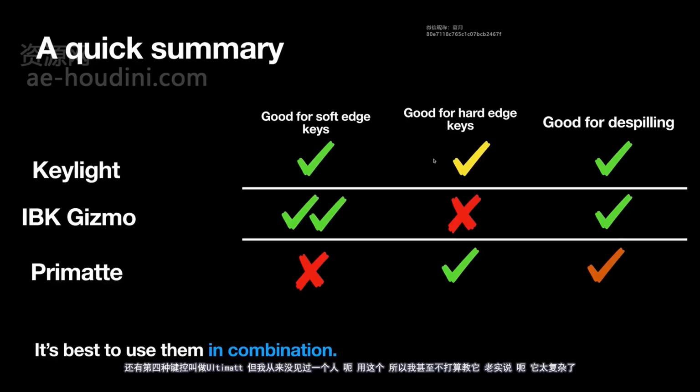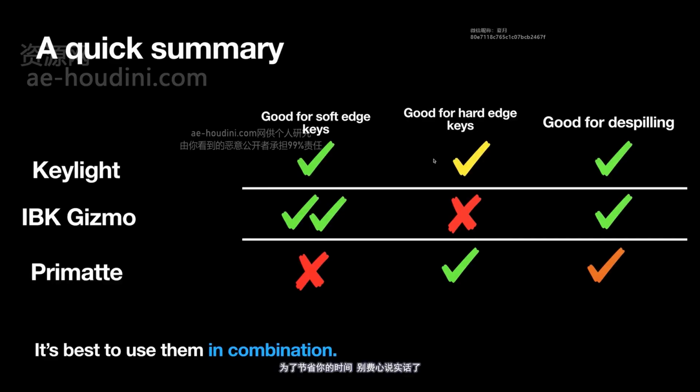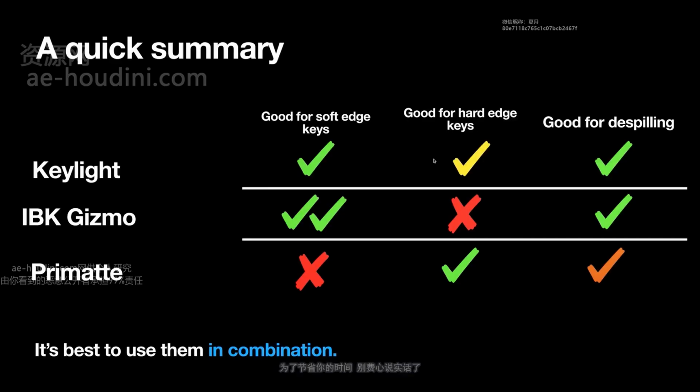And there is a fourth keyer called Ultimatte, but I've never seen a single person use this, so I'm not even going to teach it, to be honest. It's an overcomplicated keyer. I've never used it in my entire career, and I don't know anyone who actually has, and I've worked at some quite large companies. So these are the go-tos just to save you time. Don't bother, to be honest. You can look it up and watch a video on it, Ultimatte. But like I said, sort of a waste of time in my opinion.